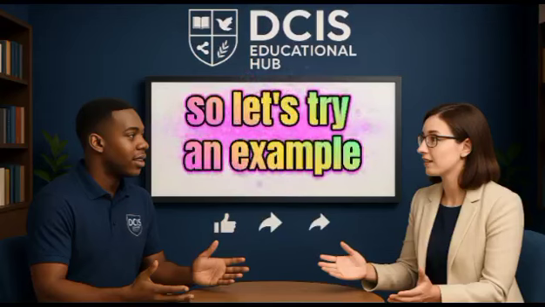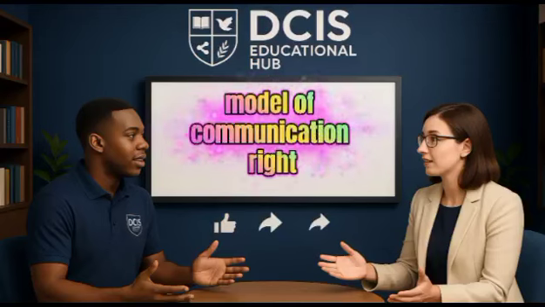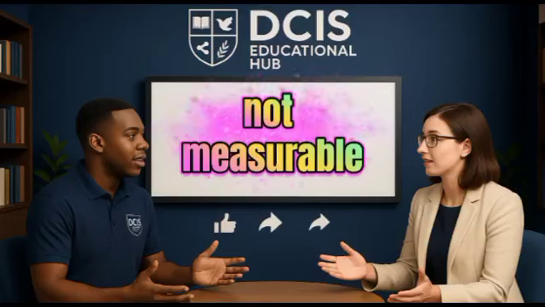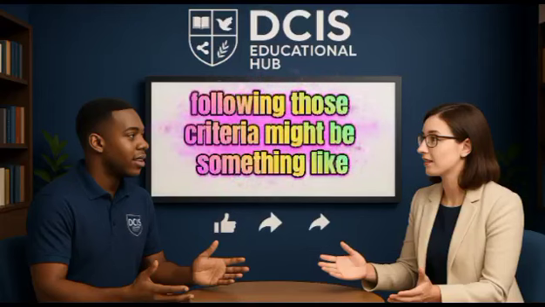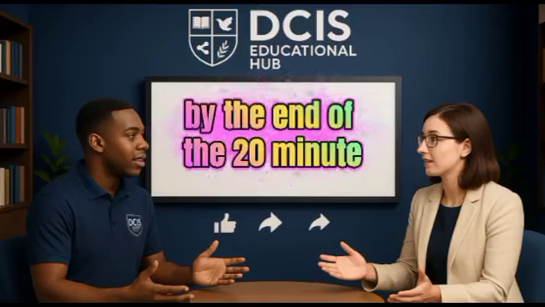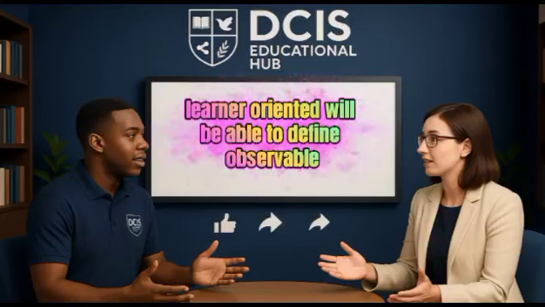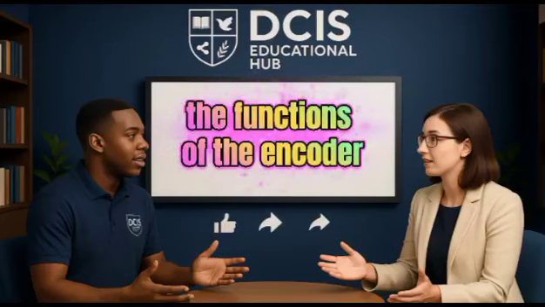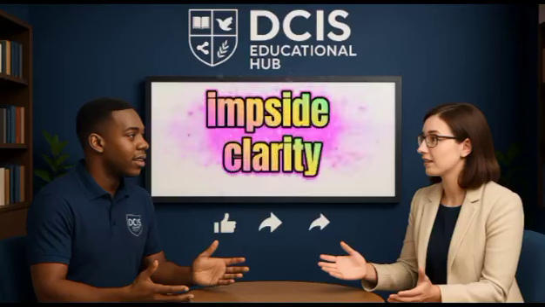So let's try an example. A bad objective might be, students will understand the closed-loop model of communication. Right. Understand is internal, not observable, not measurable. So a good behavioral objective, following those criteria, might be something like, by the end of the 20-minute discussion (time element), the learner (learner-oriented) will be able to define (observable action word) the functions of the encoder and the decoder in the closed-loop model, with 100% accuracy (degree of performance) using precise language (clarity).